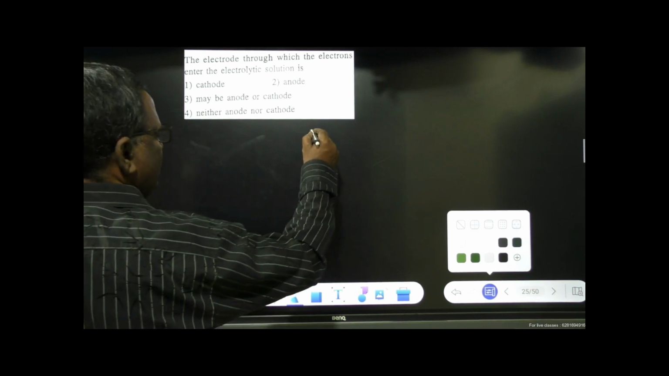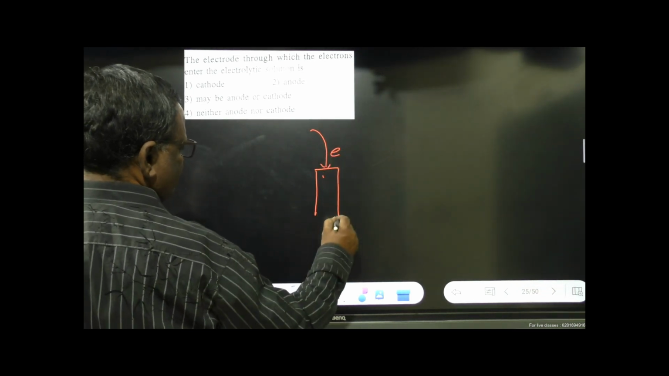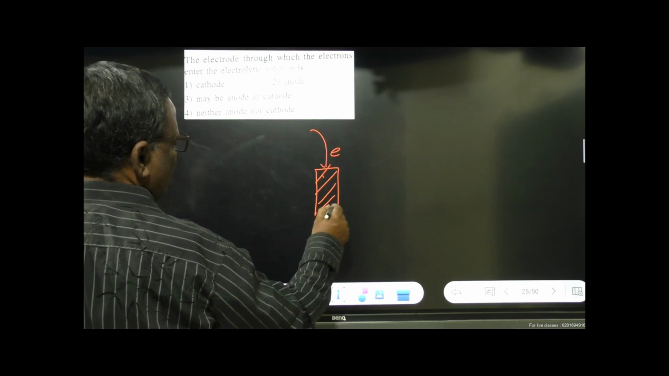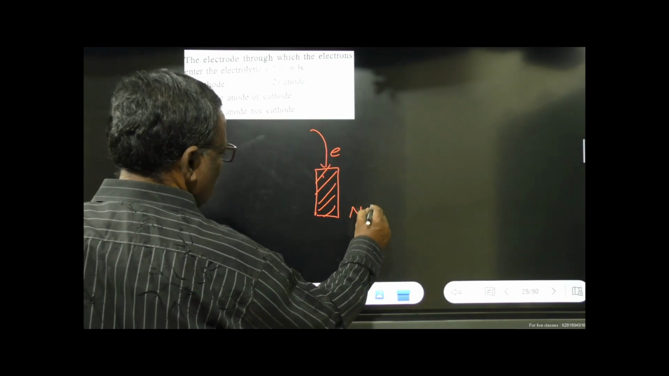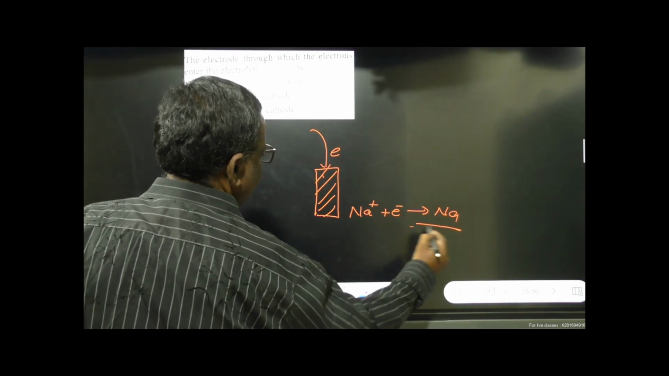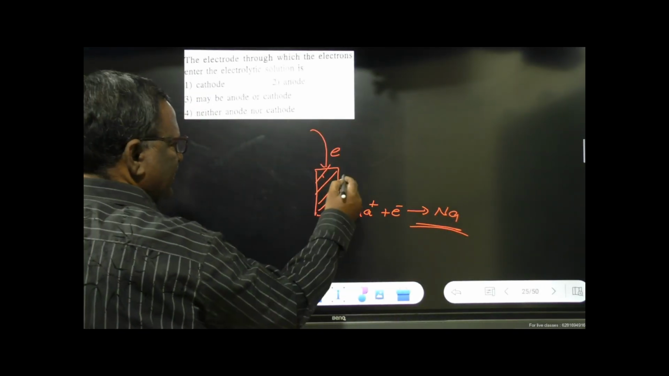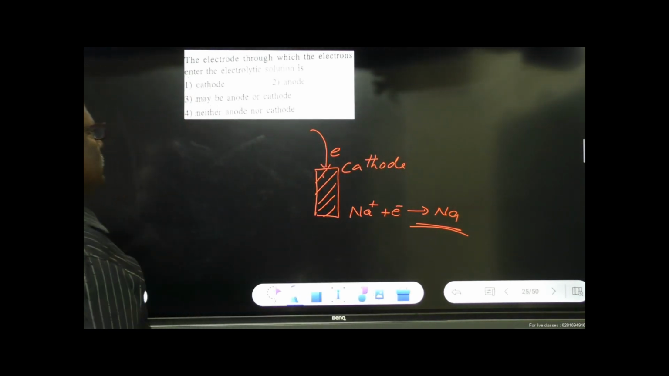Electrode through which electrons enter the electrolytic solution. In the electrolytic solution, electrons will enter through the cathode. Through the cathode, electrons will enter into the electrolytic solution. There, cations will take those electrons and be reduced to atoms. So, through the cathode, electrons enter into the solution.